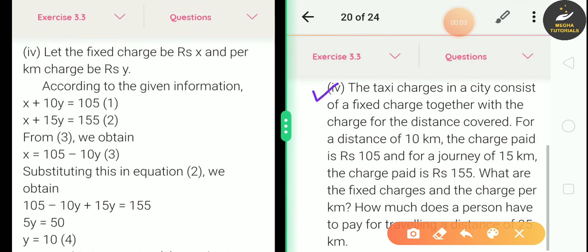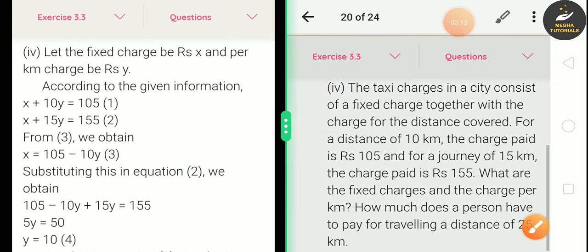Question 4. The taxi charges in a city consist of a fixed charge together with a charge for the distance covered. For a distance of 10 km, the charge paid is rupees 105, and for a journey of 15 km, the charge paid is rupees 155. What are the fixed charges and the charge per kilometer? How much does a person have to pay for traveling a distance of 25 km?